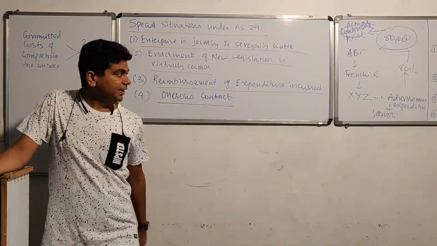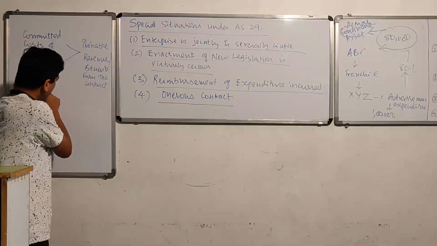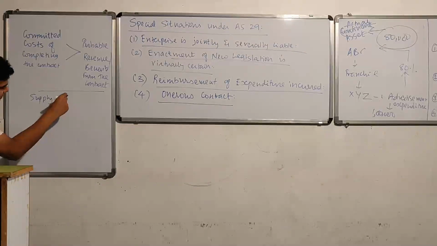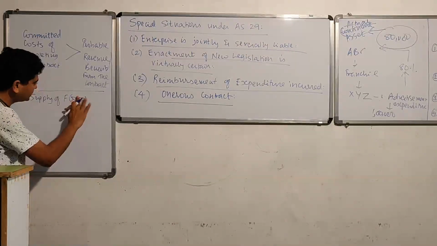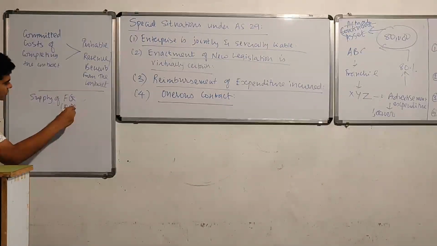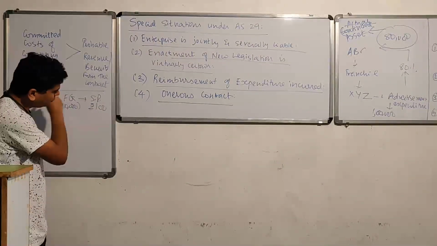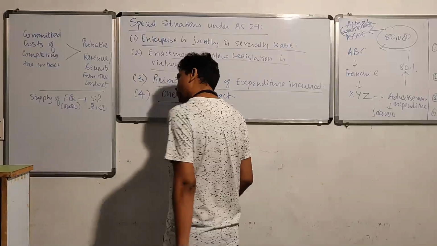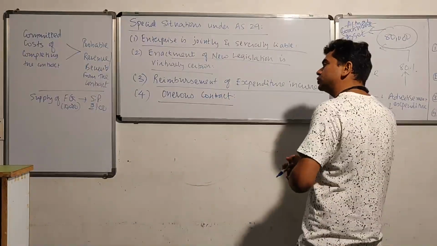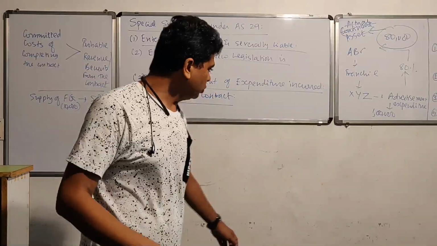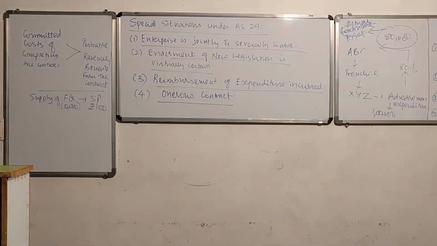For example, think in this way, you have entered into a contract for supply of some finished goods, right? Let us say some 10,000 units you are supposed to supply, and the selling price that has been decided is 100 rupees. So today I am signing a contract. In that contract I am supposed to supply some finished goods. The selling price has been fixed. One unit is going to be sold at rupees 100. And based on this, our contract is for supplying 10,000 units.